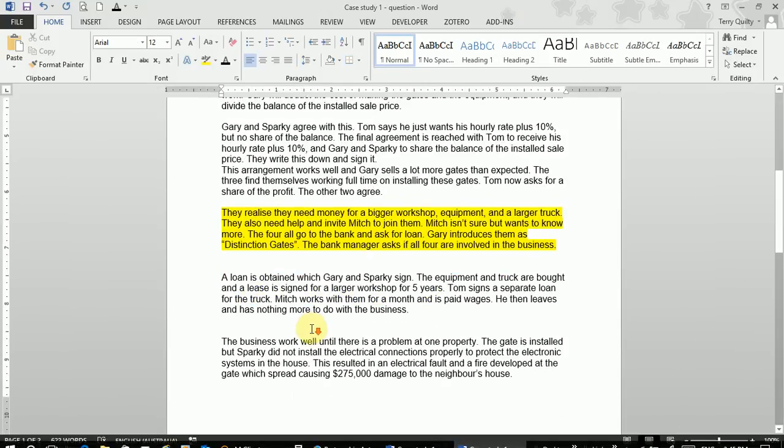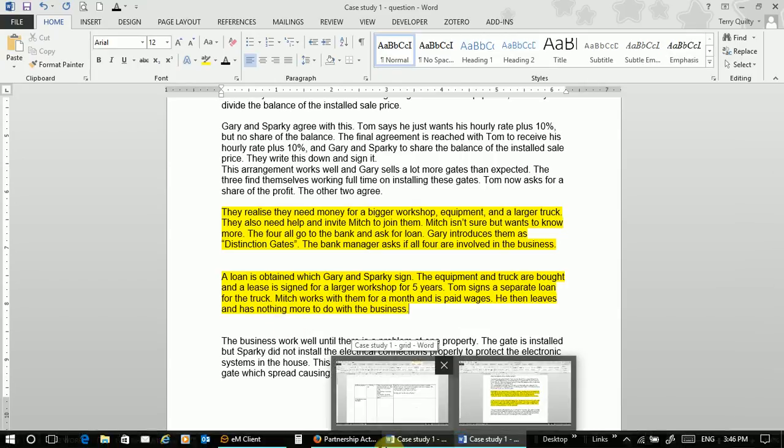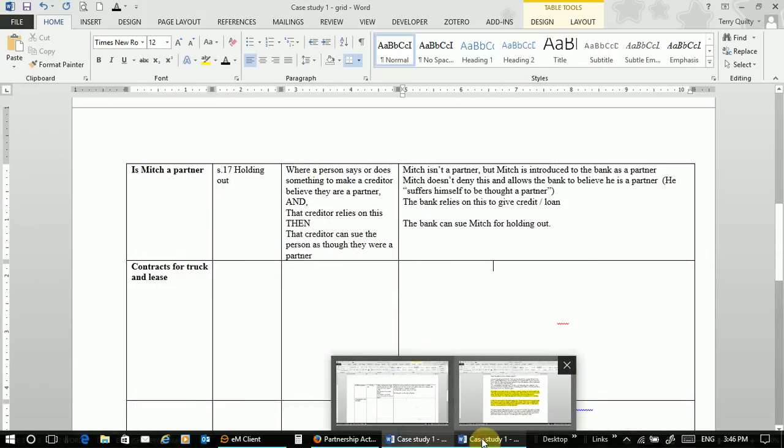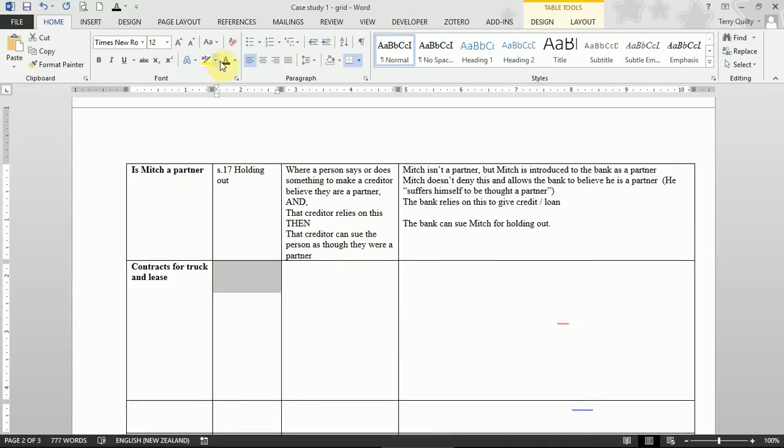The next thing we have is this issue of loans. So there's loans obtained which Gary and Sparky sign. The equipment and truck are bought and a lease is signed for a larger workshop for 5 years. And Tom signs a separate loan agreement for the truck. Are these contracts binding on all the partners? Now we can say at the start, not Mitch because he's not a partner. Now, where do we go? We know it's a contract, so we're going to use Section 8.